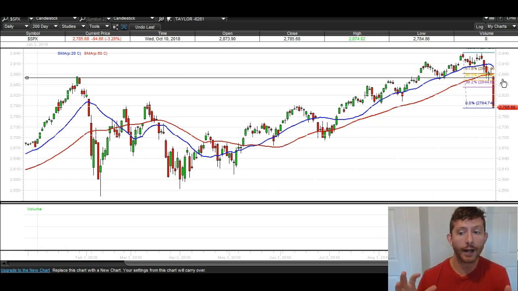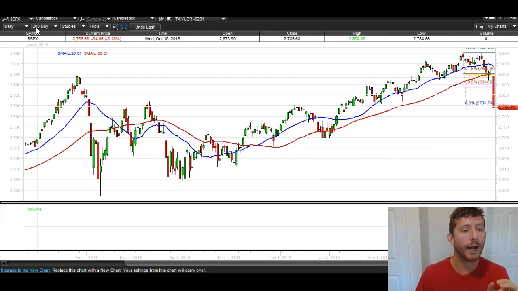So if we do head higher in the short term, I believe that will be a good shorting opportunity, as I do think in the short term we will continue lower. I don't think today's low is going to be it. I think we still have lower to go.